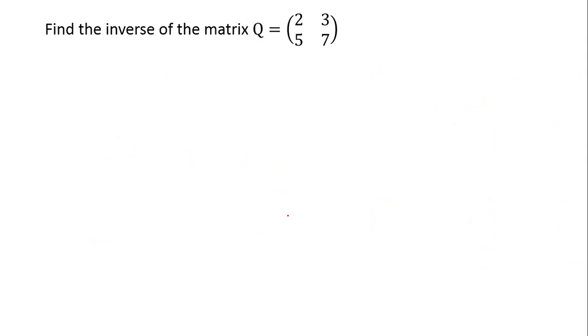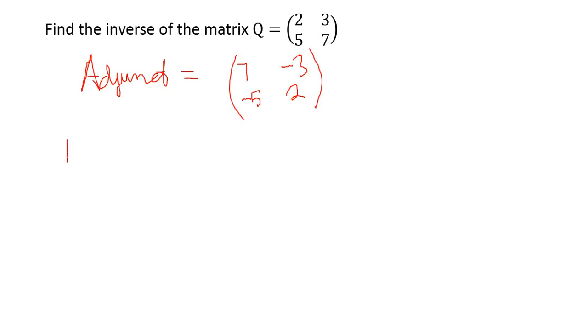So find the inverse of the matrix Q, which is 2, 3, 5, 7. So still we are going to begin by finding the adjunct matrix. What will be the adjunct matrix? 7, -3, -5, 2.